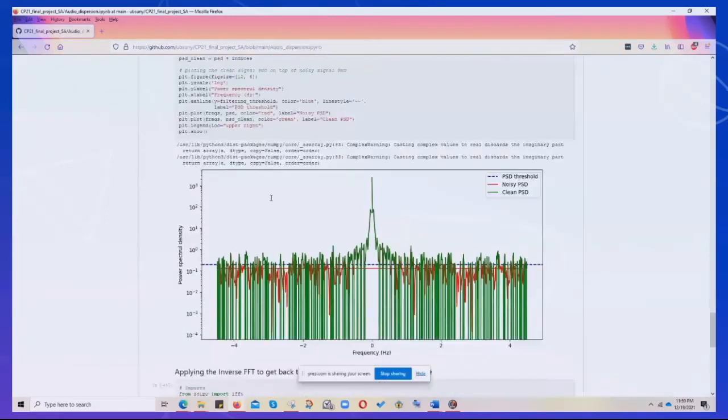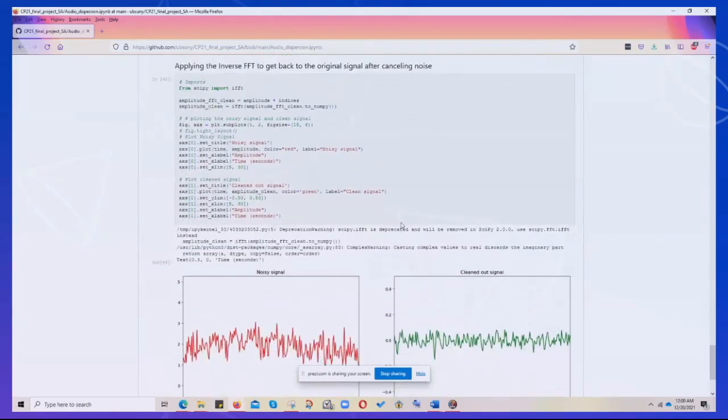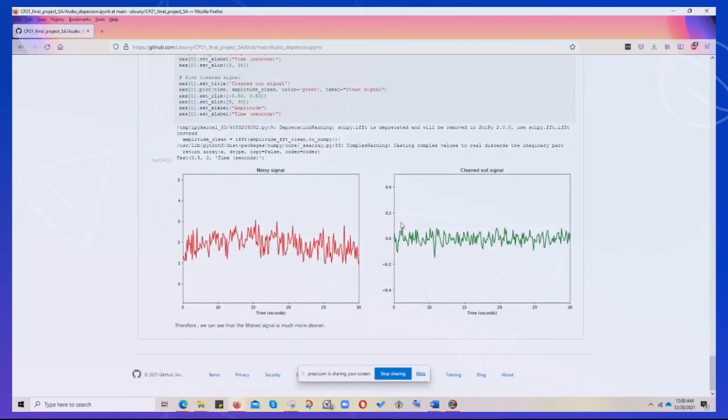So after this filter, this is how it looks. All the reds are the original values. This green is above the threshold value which I put at 0.2. So now if I compare the original signal and my filtered signal, this is how it's going to look, which is very clean.